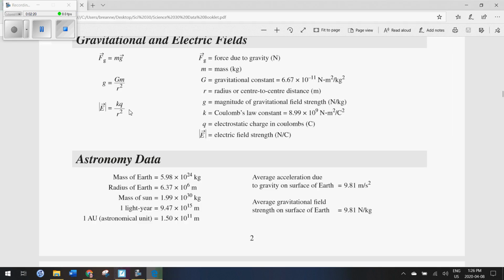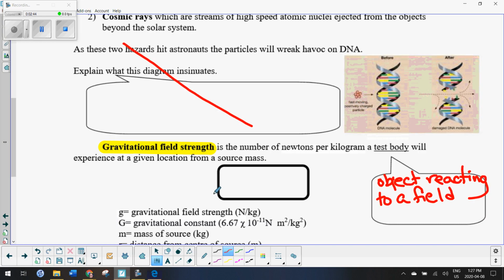Now my calculations. In your data booklet, it tells you your gravitational field strength. These are all your variables. Little g represents the magnitude of gravitational field strength in newtons per kilogram. Magnitude simply means how much, so it's a number. So little g equals big GM over r squared. You need to make sure you have brackets around the top before you divide by r squared.